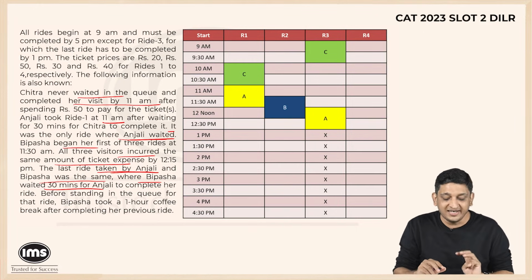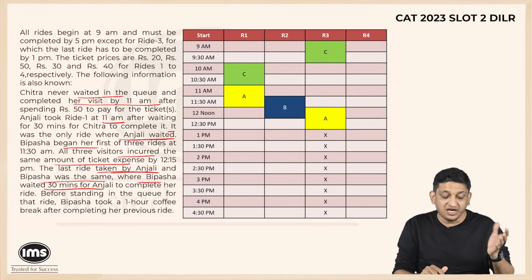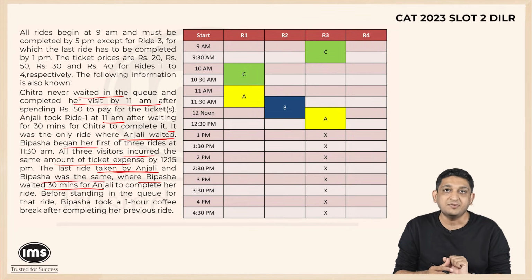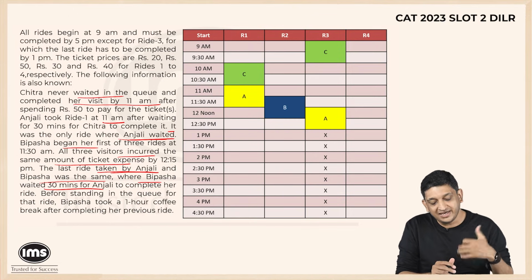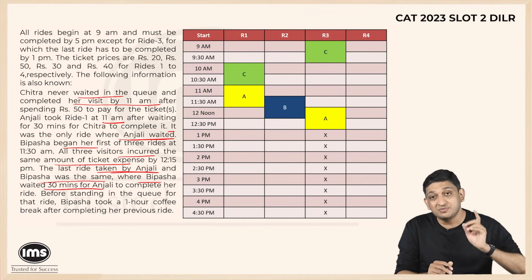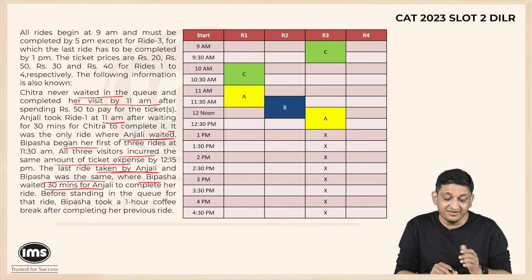Now out of these 3 rides, there has to be one ride wherein Bipasha would have waited 30 minutes for Anjali to come out, and as soon as Anjali comes out, Bipasha would have entered that ride. Now which ride can that be? Can that ride be ride 1? It can't be ride 1, because Anjali has completed ride 1 at 12 noon. If Anjali has completed ride 1 at 12 noon, Bipasha should have entered ride 1 at 12 noon. But Bipasha can't do that because Bipasha is already in ride 2. Ride 2 cannot be the answer to my question, because Bipasha has entered ride 2 at 11:30. But at 11:30, if you look at it, Anjali was in ride 1. So that is again not possible. Ride 3, Bipasha could not have taken.